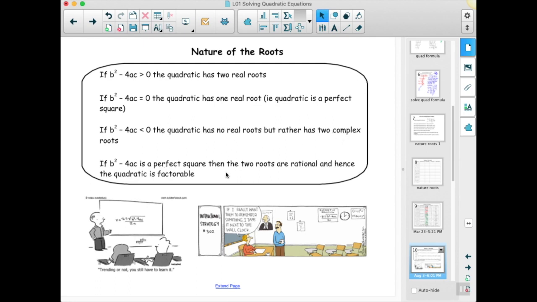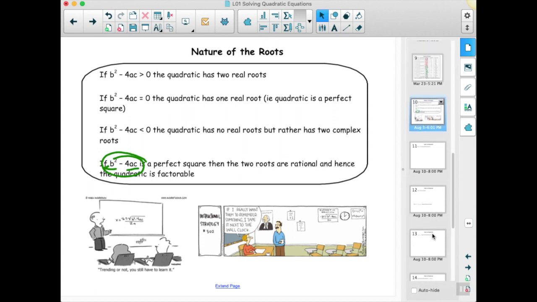And if b squared minus 4ac is a perfect square, the two roots are rational and the quadratic is factorable. So I typically check this quickly to decide whether or not a quadratic is factorable. I plug into b squared minus 4ac. If it's a perfect square, I know it's factorable, so I can then try and look for those numbers. If it isn't, you're wasting your time looking for the numbers because the numbers don't exist.